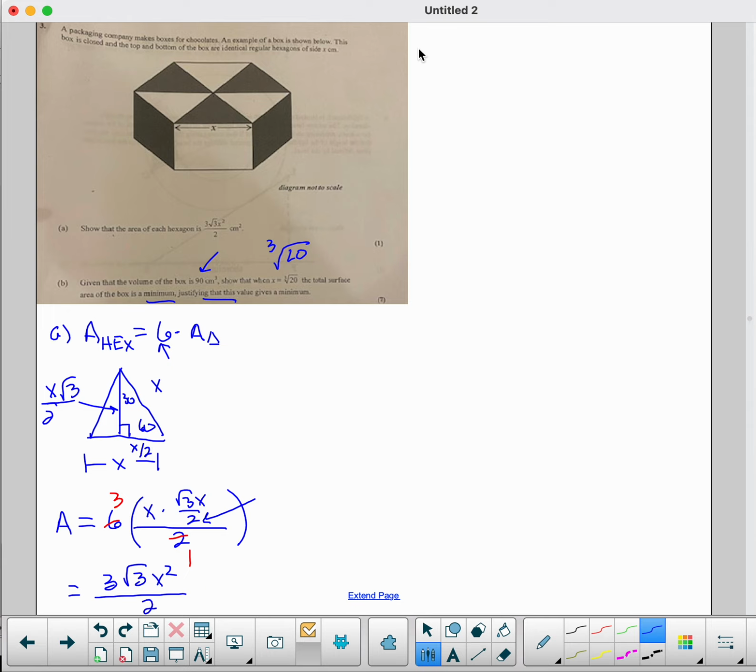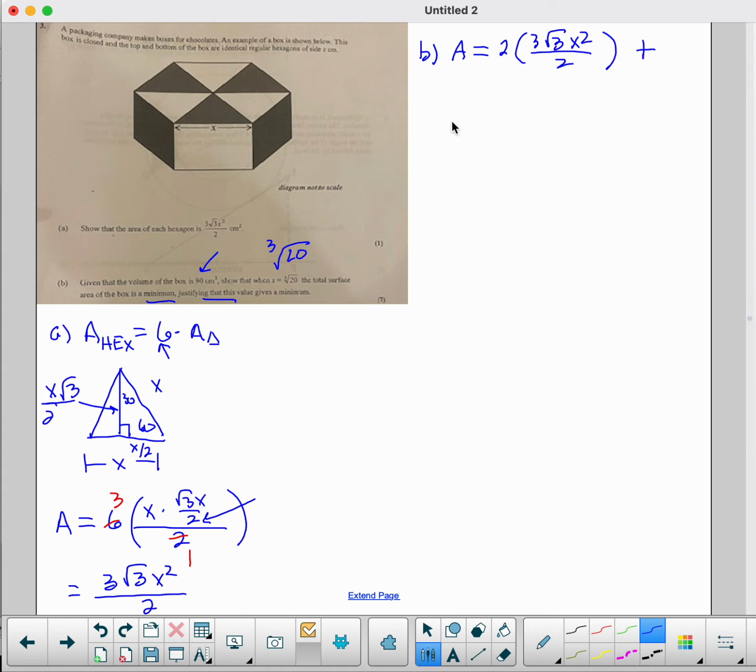All right, so first of all, let's say that the surface area would be equal to the area of the top and the area of the bottom. Now, we already know that the area of each hexagon, the top and the bottom, is 3 root 3 x squared over 2. So I've got 2 of those. So 2 times 3 root 3 x squared over 2. We're going to get nice cancellation here in just a second.